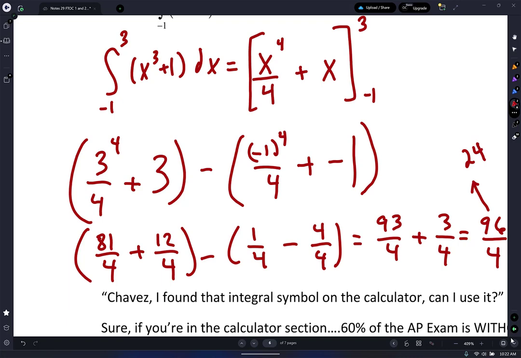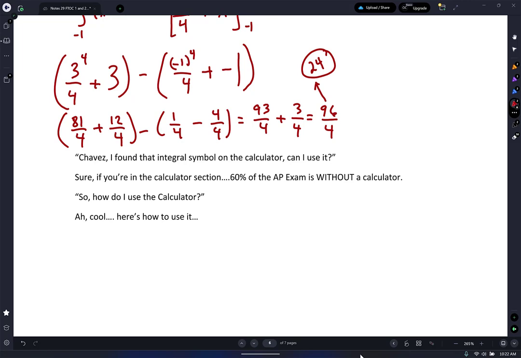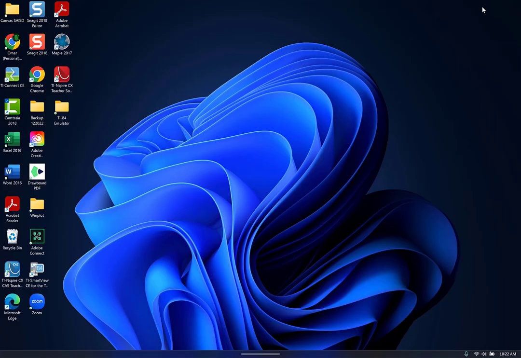Do you see how we did it? If you were to type this in your calculator, would you get 24? Yes, you would. We already know how to use the calculator, right? Okay. Here's how you use it. Let's use the calculator, just to see that it's the same.